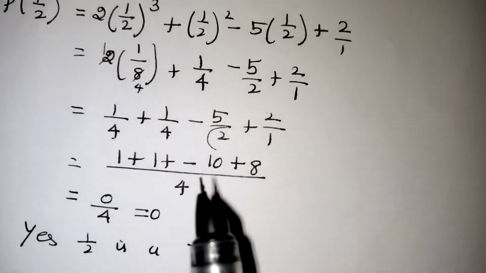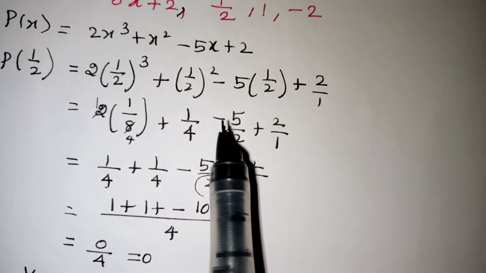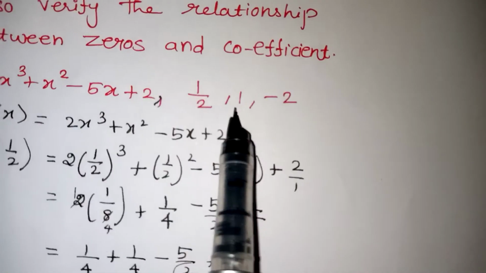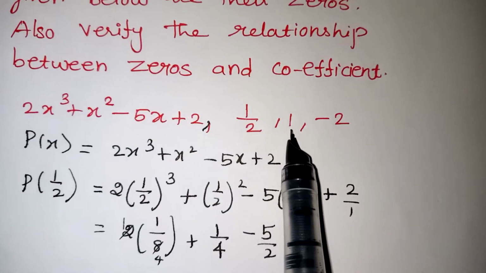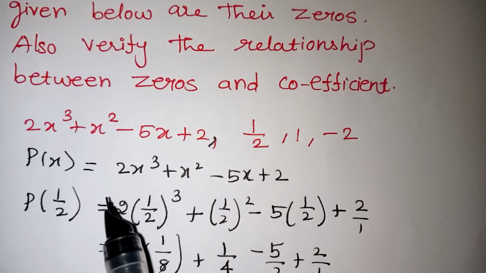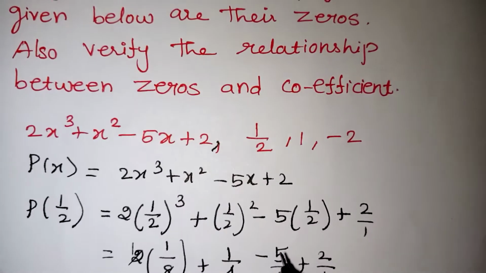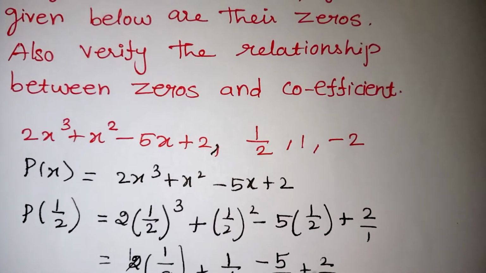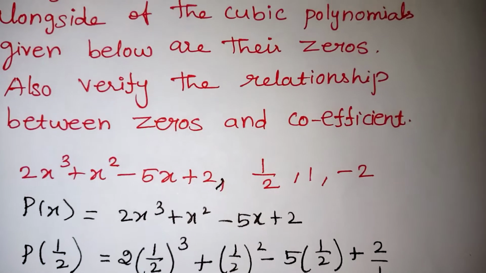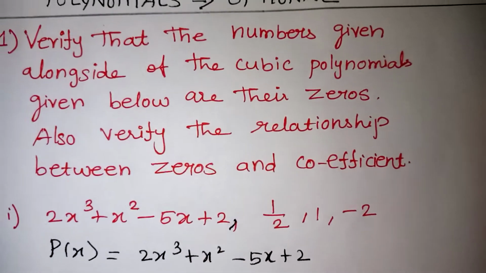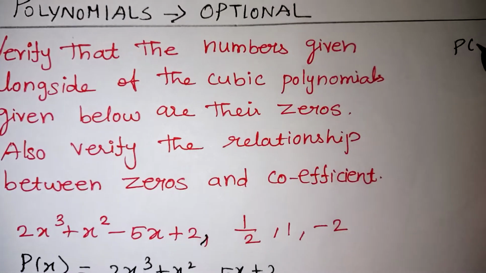Now we are going to check the second number. The second number given in the question is 1. So in the place of x I am going to substitute 1. Again I have to substitute with minus 2 also. If that is giving you 0, then we can say the given three numbers are zeros of the given polynomial. So let us go to the second option now.